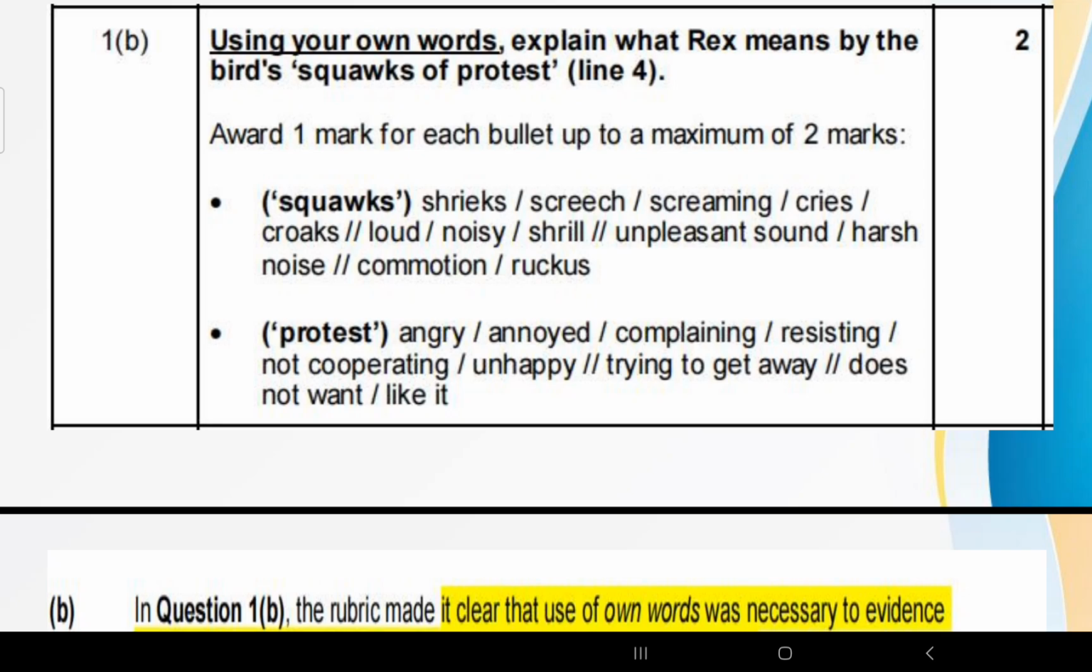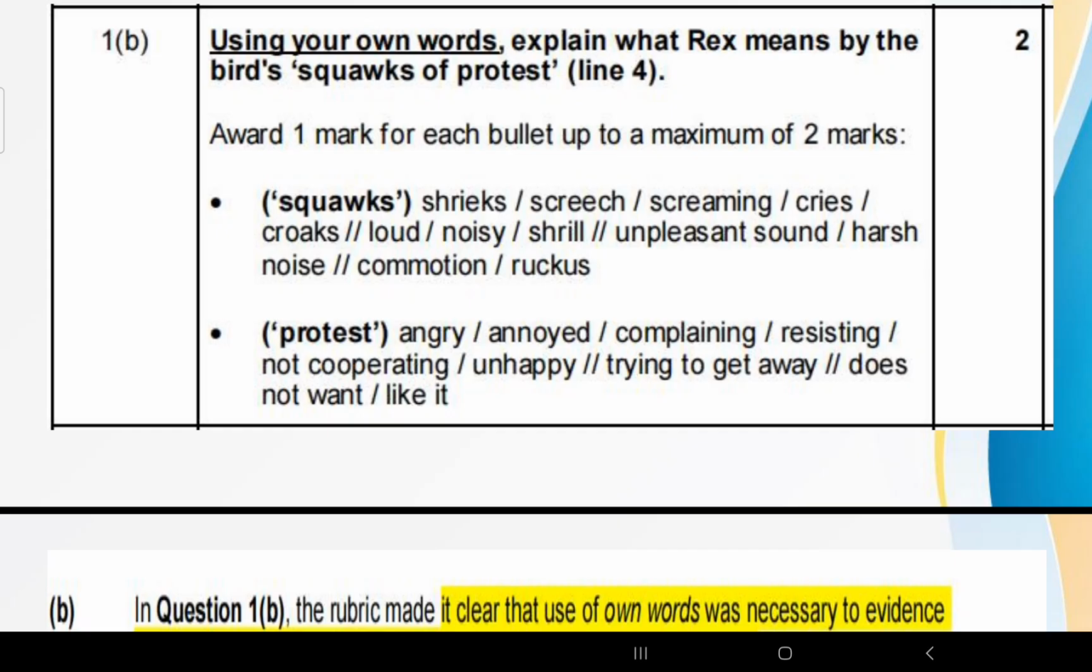Now look at the second word, protest. The meaning of protest can be angry, annoyed, complaining, resisting, not cooperating, unhappy, trying to get away, does not want it, does not like it. These all are the meanings of the word protest.